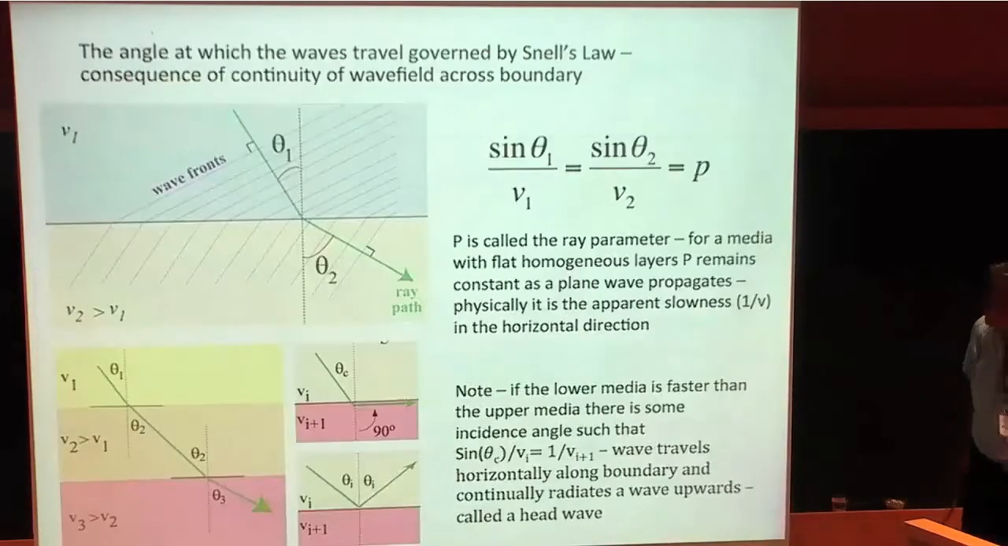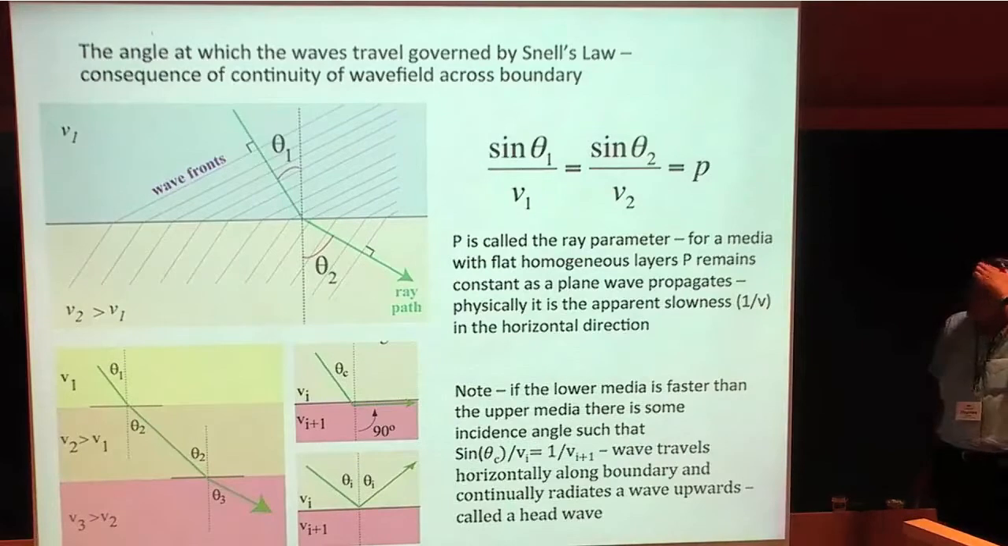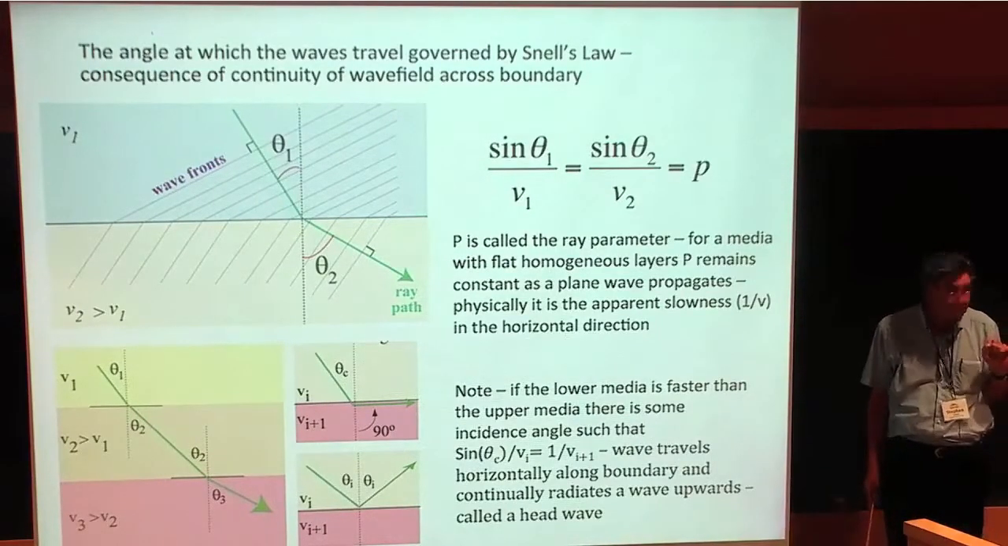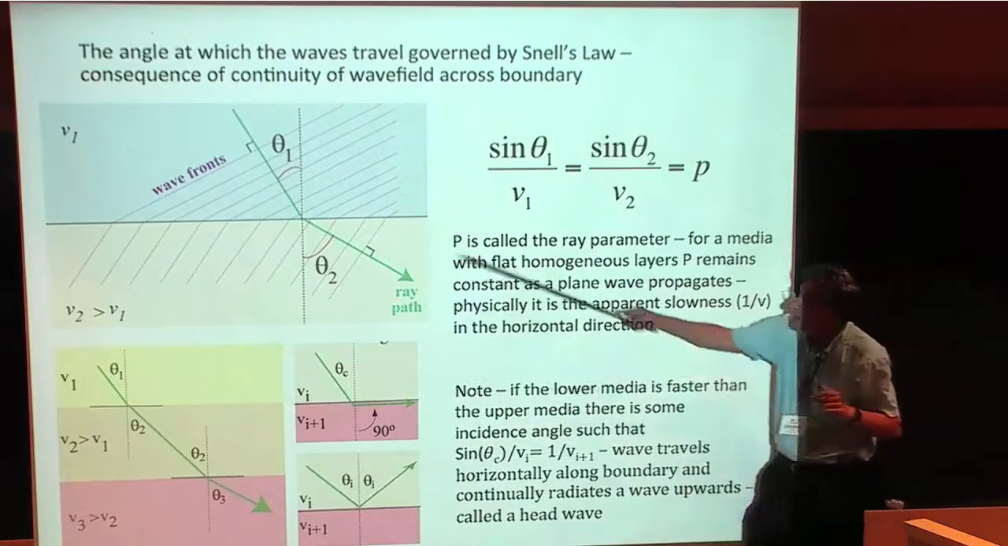How about the angle that waves travel at? Well, that does not depend on density at all. It depends on the velocity contrast from one media to the other.